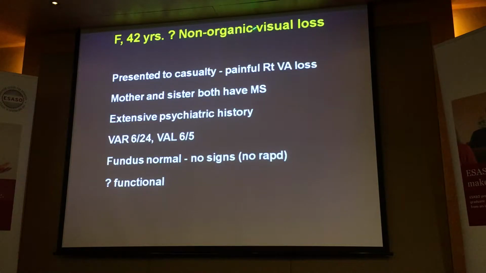This is a patient who was assumed to have non-organic visual loss, referred up from casualty by someone who's now an internationally famous retinal doctor. I won't say who. Painful right visual acuity loss, but mother and sister have both got multiple sclerosis. The patient herself has been in and out of psychiatric hospital. She's got reduced visual acuity and no signs. In particular, there's no relative afferent pupillary defect. We were asked to confirm non-organic visual loss.